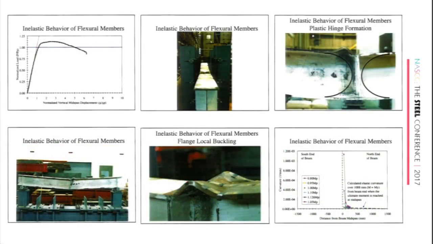And we can finally get near the end. And there's the beam when it's done. And there is that local buckle of those flanges. And it was funny, Dr.